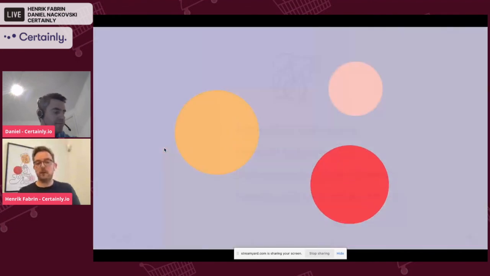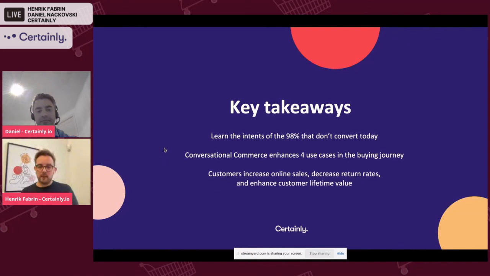Then my second to last slide: we've talked a lot about conversational commerce, so as we walk away here, I would love for you to take away a few key points. One is that with conversational commerce, you can learn the intent of the 98% that don't convert today, and you can use it to enhance the 4 use cases that Daniel was demonstrating. And we see our customers increasing online sales, decreasing return rates, and enhancing customer lifetime value. So a lot of value creation there.